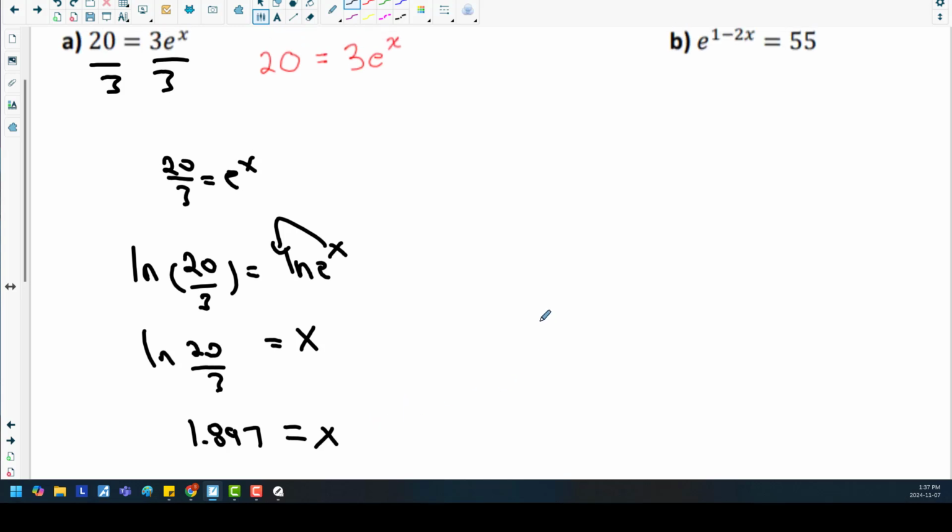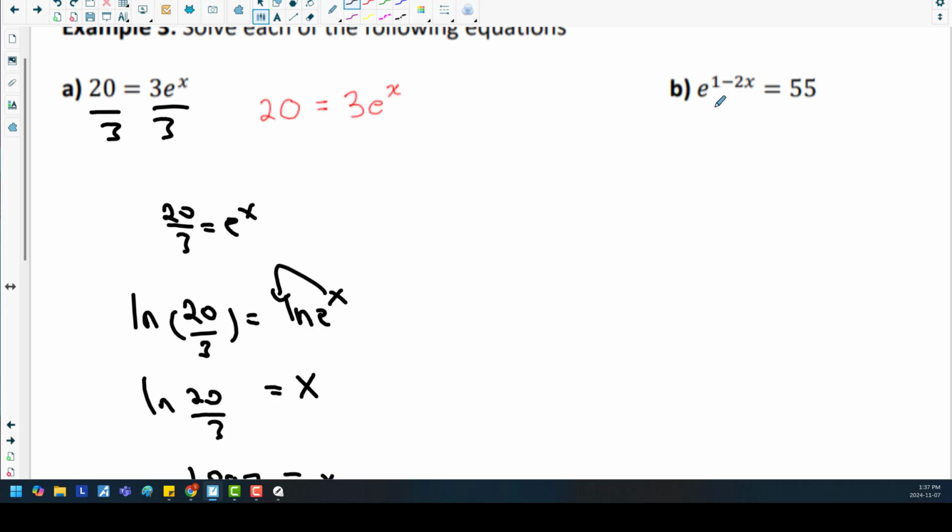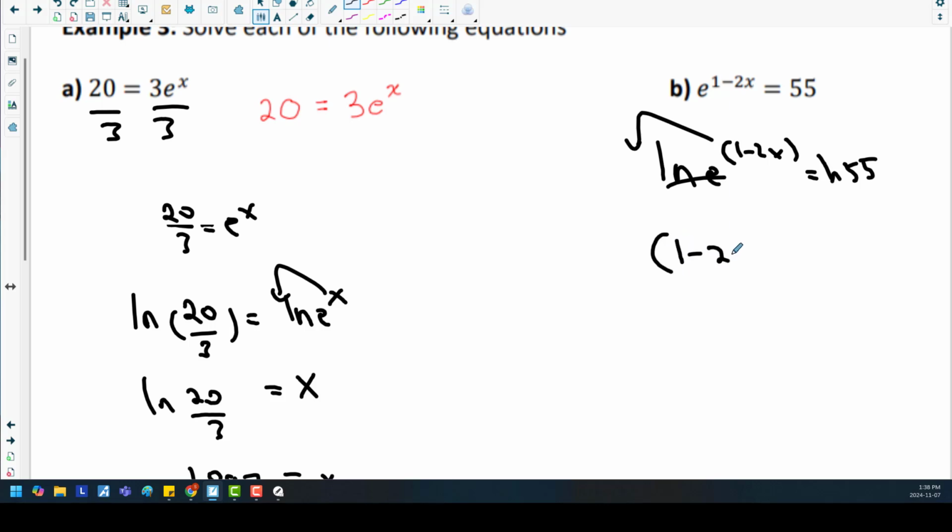All right, that's it. What if we have an example where we have something like this? Same thing. Take the ln of both sides. Remember, ln e will cancel out. This exponent comes in front. And then that exponent is just 1 minus 2x is equal to ln 55. And ln 55 is just a number in your calculator, which you can solve. And this is going to be 1 minus ln 55 is equal to 2x.